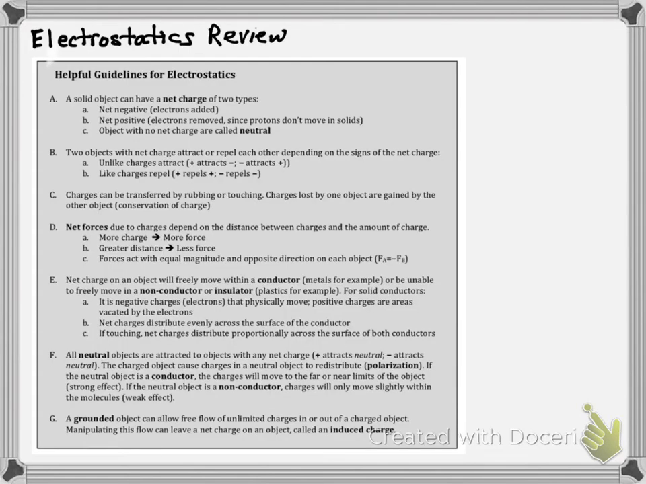This is your review for electrostatics exam for physics. So the first thing we're going to look at is the summary, a helpful guide for electrostatics. So again, I'm just going to go through this.